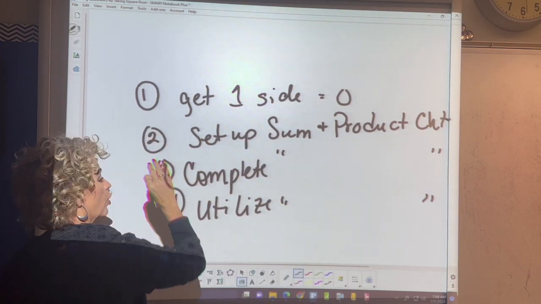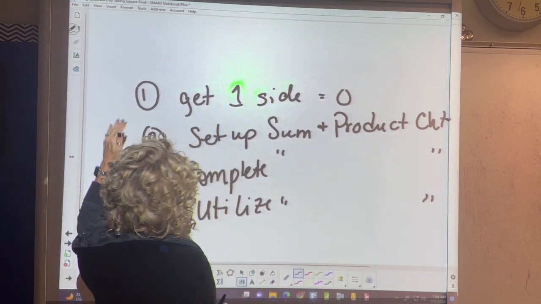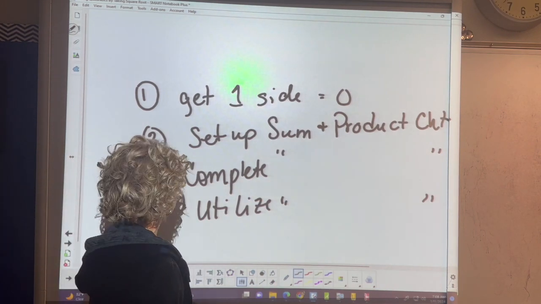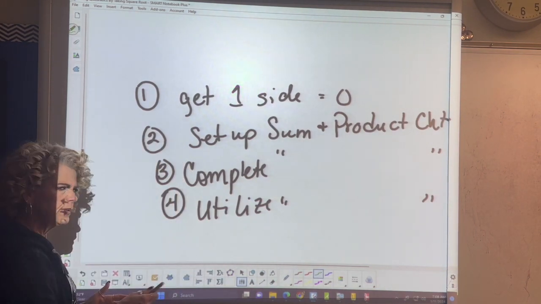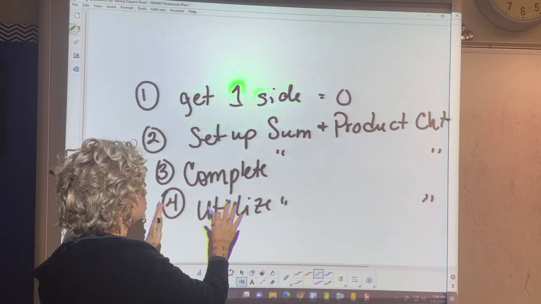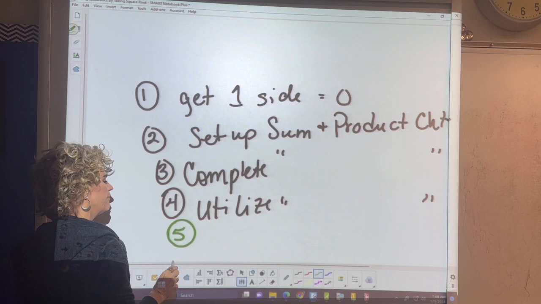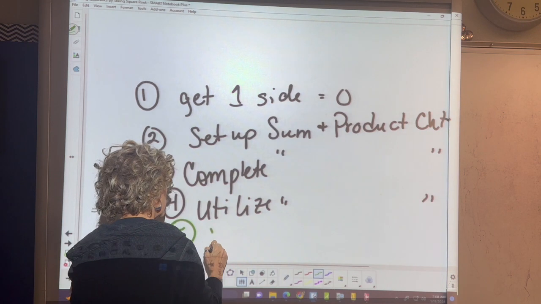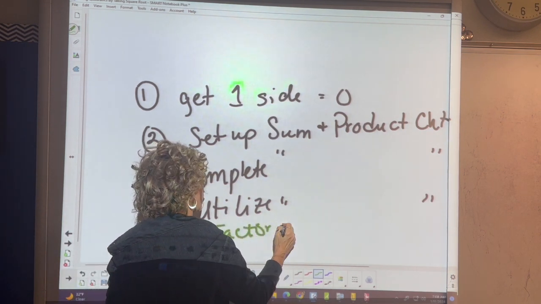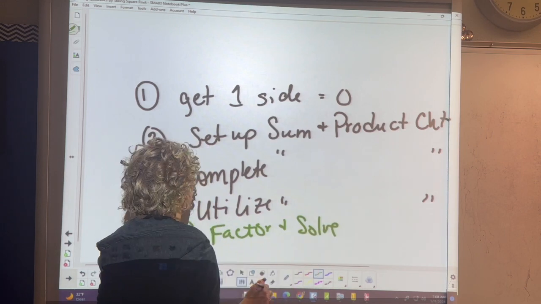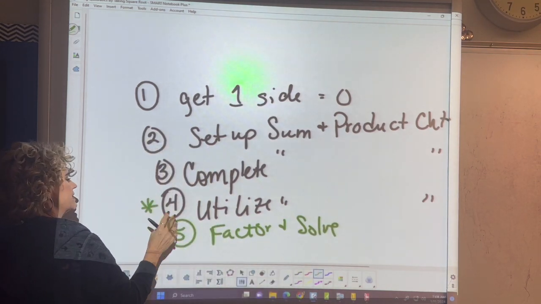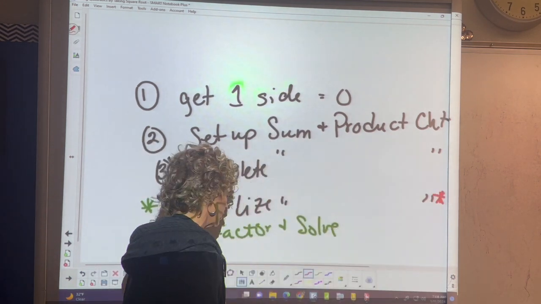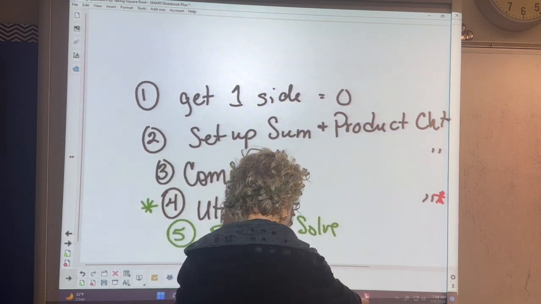So we are almost ready to completely factor, but before we can do that, these are the steps we have to take. We have to get one side equal to 0, set up our sum and product chart, then complete the sum and product chart. Then we're going to utilize the sum and product chart. And then at number 5, we will actually factor and solve. We are not doing the factor and solve today. That will be in the next lesson. Today we are going to utilize our sum and product chart. So, let's get that started.